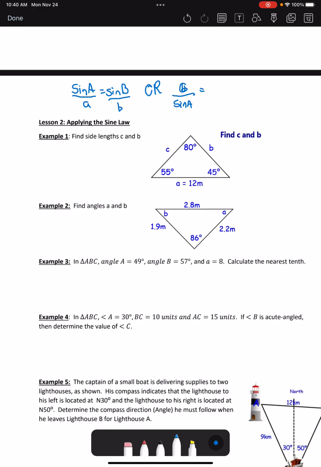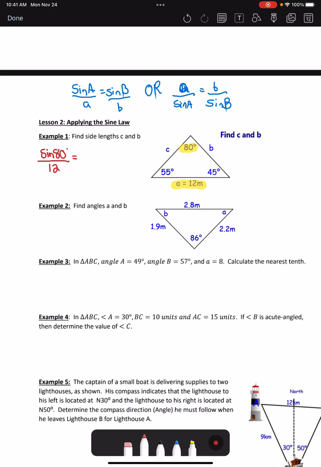Oh, I don't know why I wrote B there instead of A. As long as you're consistent. So whatever you do on the left-hand side ratio, that's what you have to do on the right side. When we're setting this up though, the angle matches up with the opposite side. So let's start. So I'm going to write sine 80. Okay, matches up with side length 12 because they are opposite from one another.